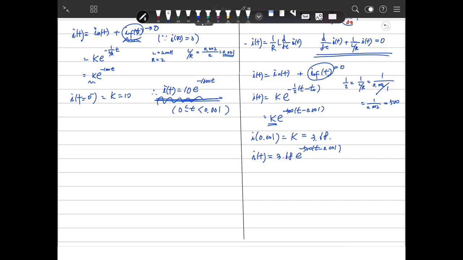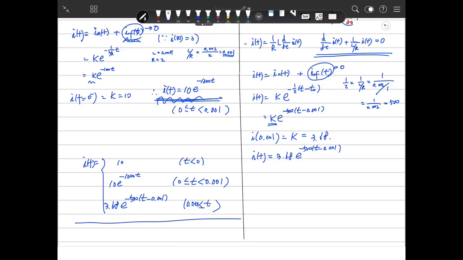So we can summarize i(t). i(t) is, first, 10 when t is smaller than 0. Next we have 10 exponential minus 1000 t when t is larger than 0 up to 0.001. Then there will be 3.68 exponential minus 500 times (t minus 0.001) when t is larger than 0.001. Everything here.